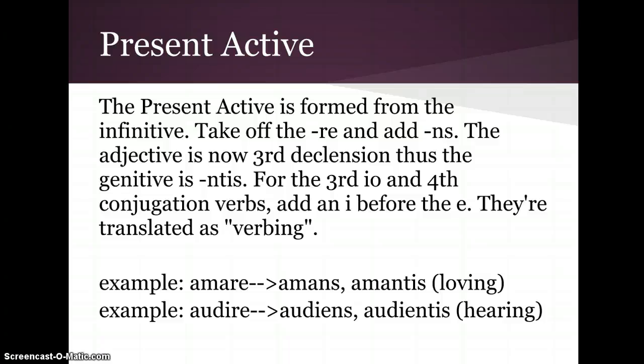They're translated as verbing, so for example, amare would become amans, amantis, which means loving, and audire, which is a fourth conjugation, will become audiens, audientis, meaning hearing.